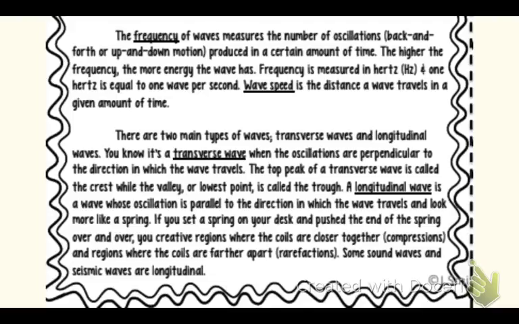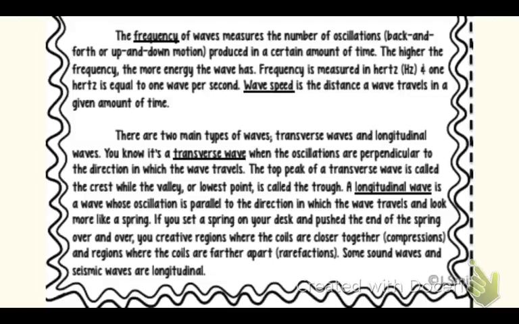There are two main types of waves: transverse waves and longitudinal waves. You know it's a transverse wave when the oscillations are perpendicular to the direction in which the wave travels. The top peak of a transverse wave is called the crest, while the valley or lowest point is called the trough. A longitudinal wave is a wave whose oscillation is parallel to the direction in which the wave travels and looks more like a spring.